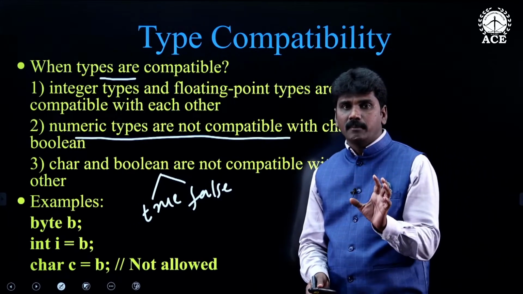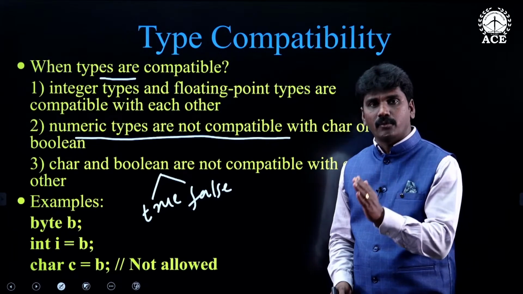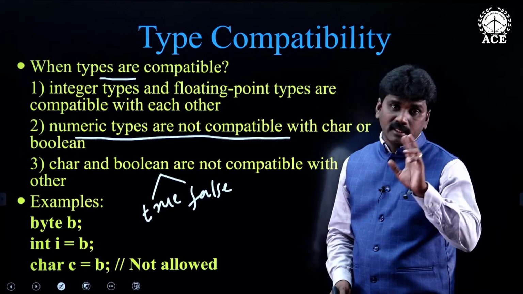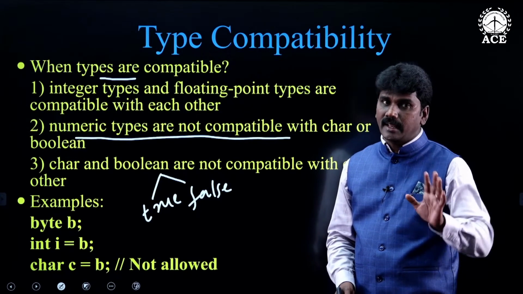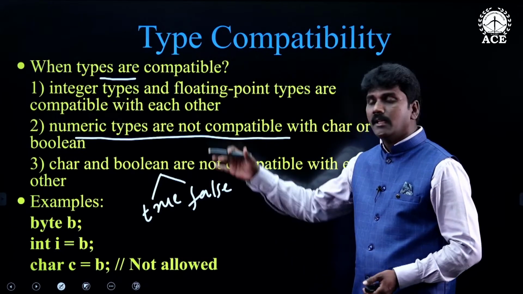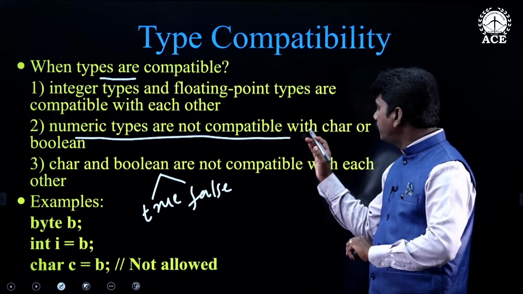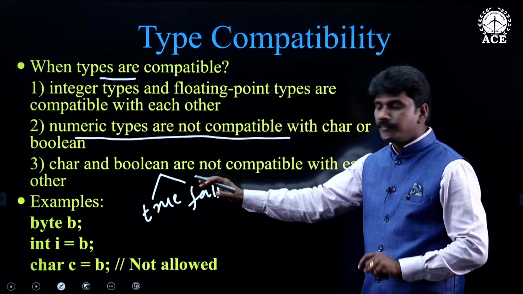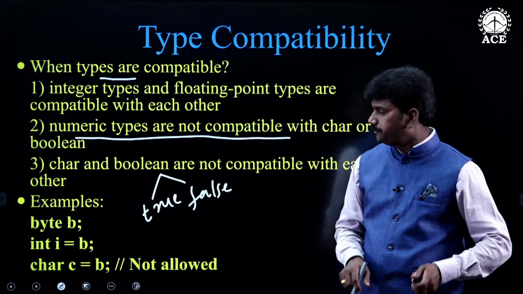What are the incompatible types we are having? The compatible types are integer group and floating point, but again there is the condition that in which side we are using the data type is going to be decided. And the next one is numeric types like integer and float are incompatible with char and boolean, and again char and boolean are also not compatible.